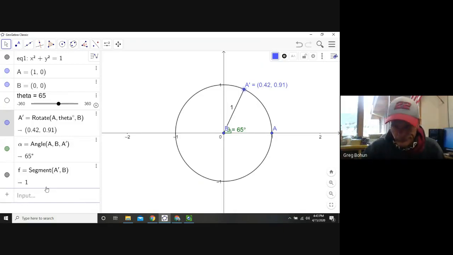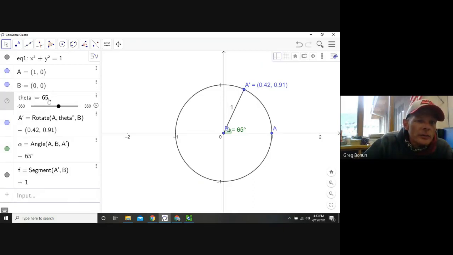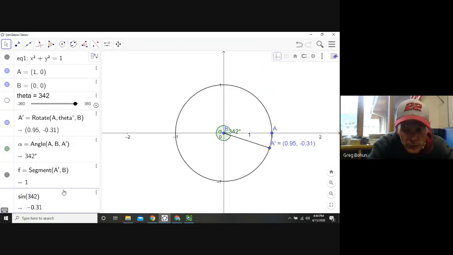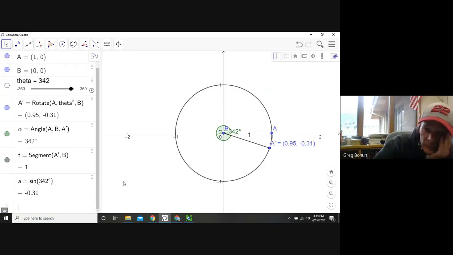Remember what Happy Man over there told you. He told you that the x coordinate is the cosine of the angle and the y is the sine. So the cosine of 65 degrees, 0.42. The sine of 65 degrees, 0.91. We can rotate this around. Maybe somebody says, hey, what's the sine of 342 degrees? There it is right there. The sine of 342 is minus 0.31. Right? You could verify that by saying sine of 342 is minus 0.31. There it is. Right? Okay.